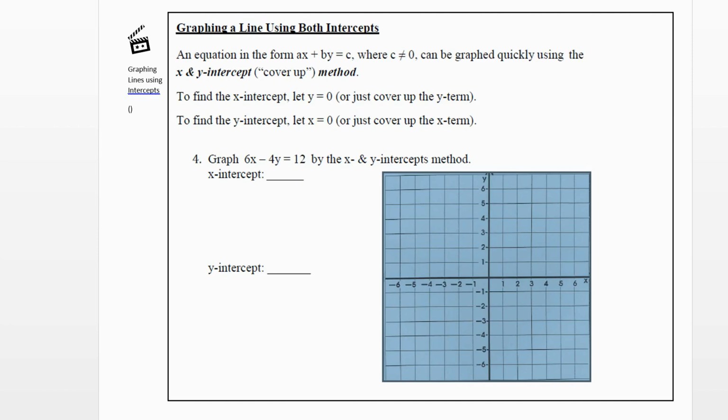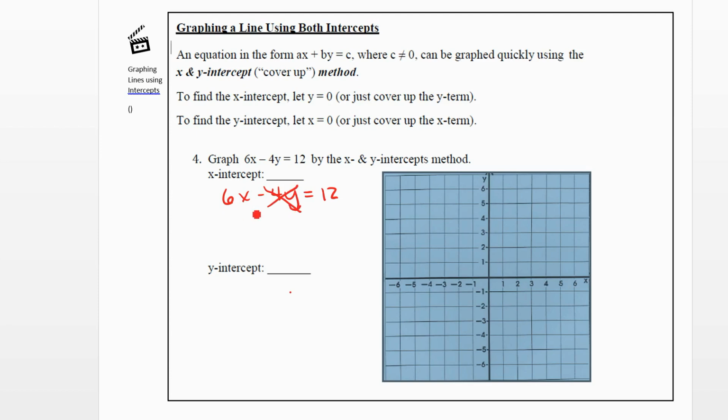Okay, so we want to graph this equation 6x minus 4y equals 12. So to find the x-intercept, we are going to cover up the opposite one, the y. So we're just going to think of covering it up. You can cover it up with your hand and think of it going away. So now we want to solve for x.